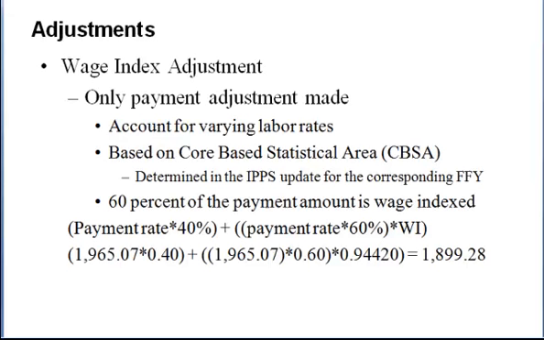Both the Medicare facility component and the beneficiary co-payment components are adjusted for differences in wage index. This is the only adjustment made to the APC payment rate to account for differences among hospitals. 60% of the facility amount is wage index adjusted. The wage index amount for the facility location is based on core-based statistical area and is determined in the inpatient prospective payment system update for each fiscal year.